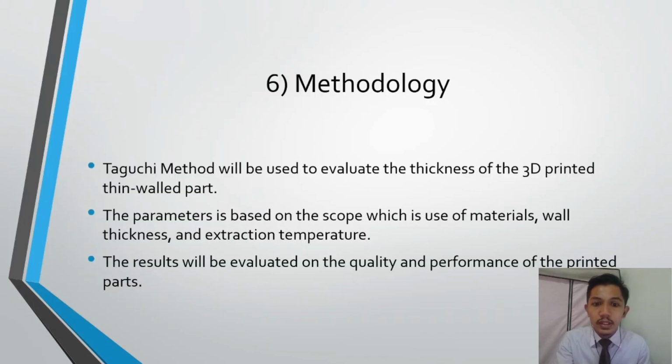So, as in the previous flowchart, for this project, I used the Taguchi method to evaluate the thickness on the 3D printing of thin wall parts, after which the parameters to be used are based on the scope, which is the material used, wall thickness, and extrusion temperature. Finally, I evaluate the result based on the quality and the performance of the printed part.